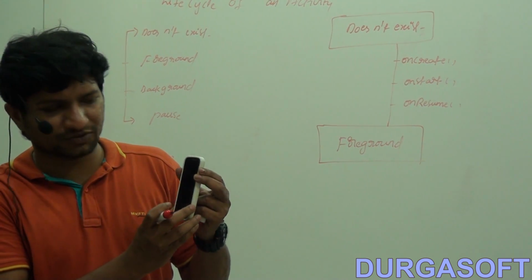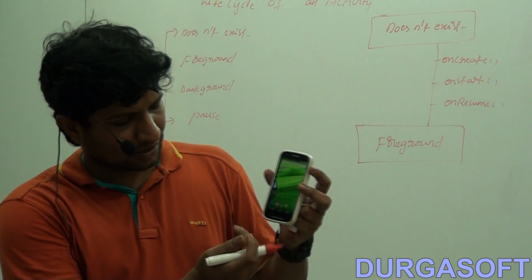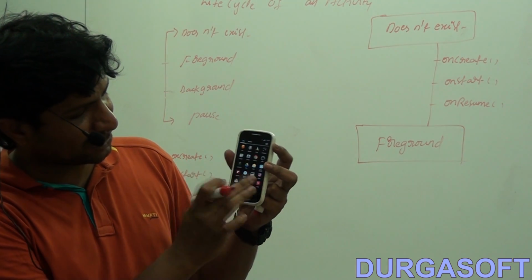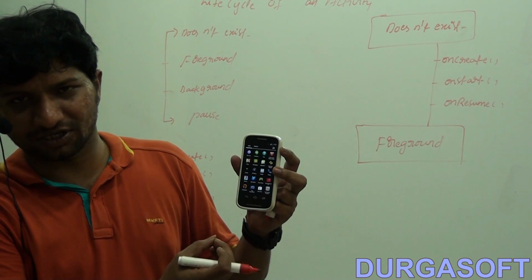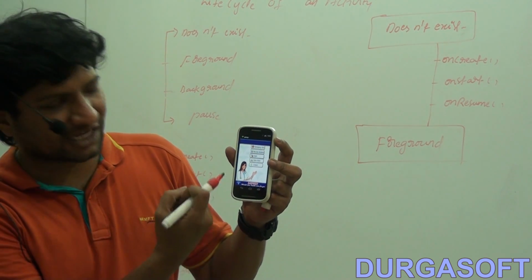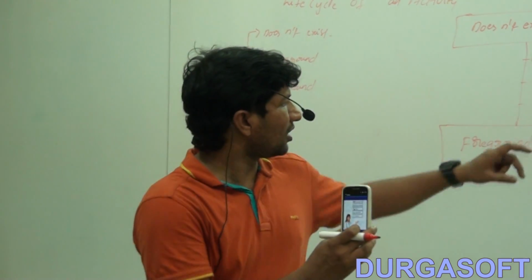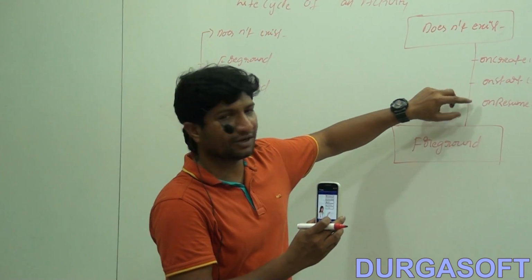An activity comes from the does not exist state to the exist state. Now the activity is in the does not exist state. Once you click the application, you will get one activity. An activity comes from the does not exist state to the foreground state by calling onCreate, onStart and onResume.